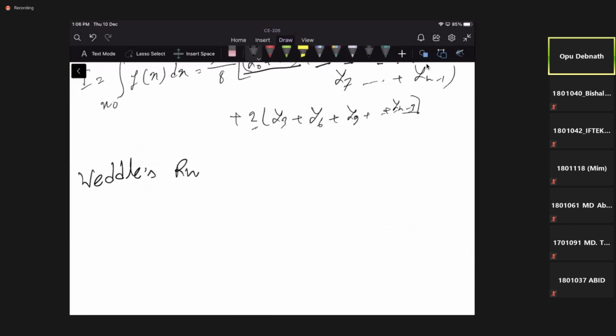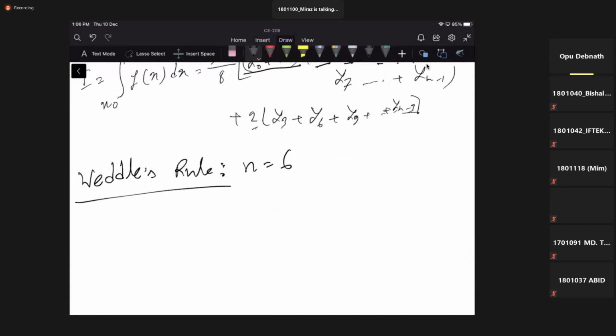Weddle's rule. In this method, we will take n is equal to 6. Weddle's rule actually covers n is equal to 6.